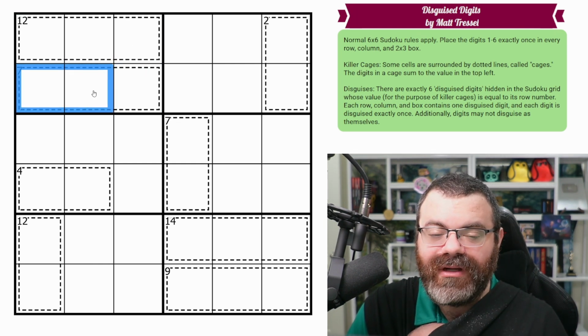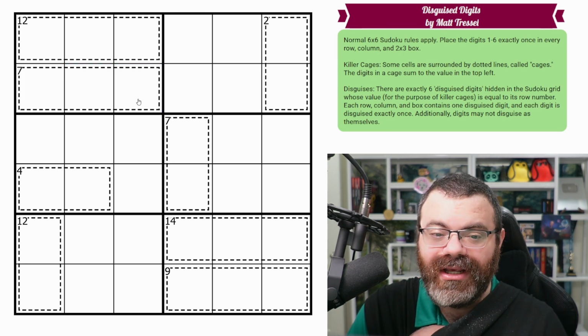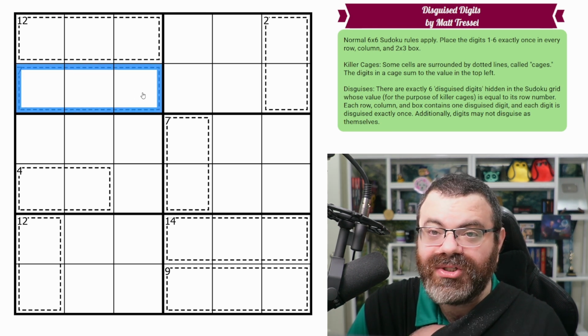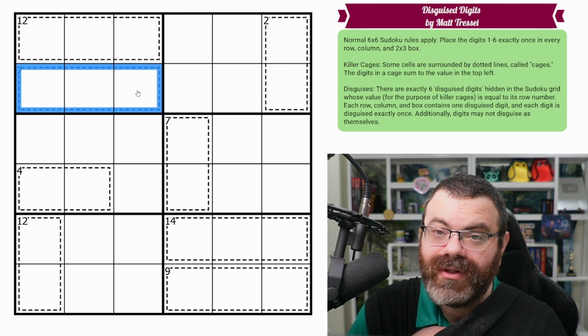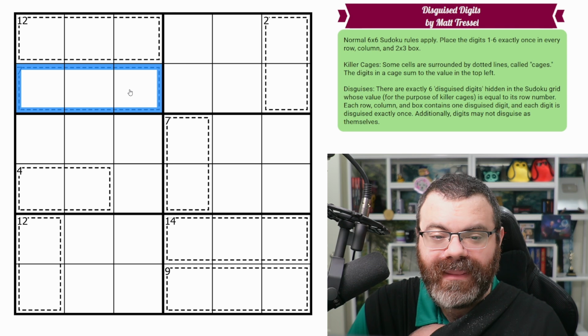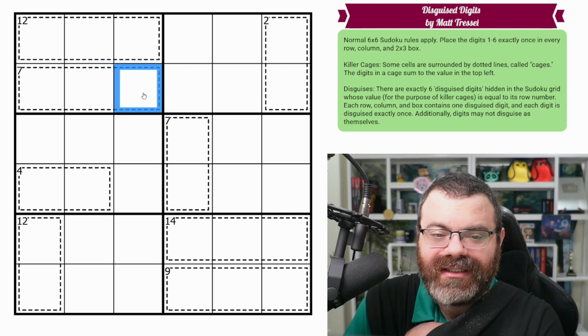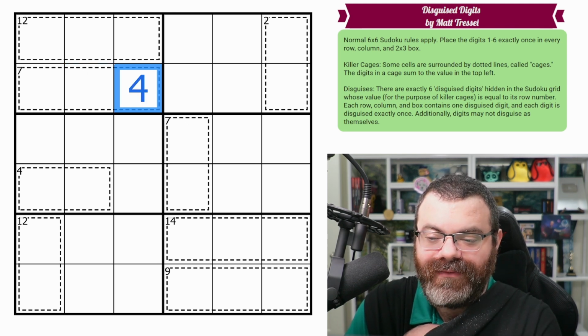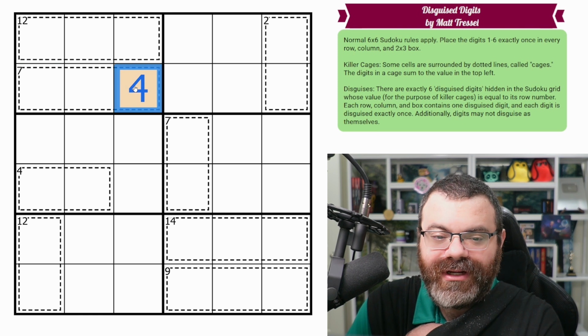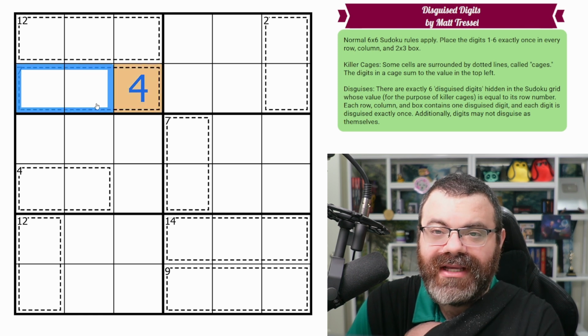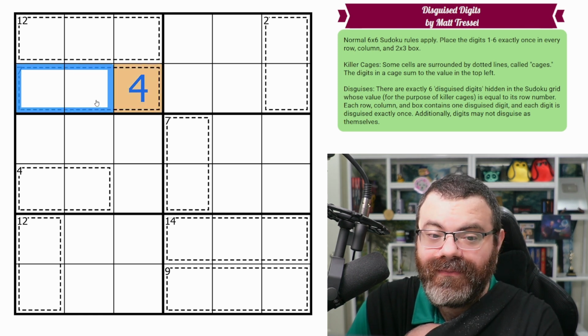And if the disguised digit was in this cage, then it would have to be disguised as a 2, which would mean that the 4 in this cage would become a 2. So I'm thinking that's not possible. If we have a 4 somewhere in here, I don't even care where. If we have a 4 somewhere in here disguised as a 2, then the rest of the digits have to add to 5 without being disguised. And we can't do 1, 4.